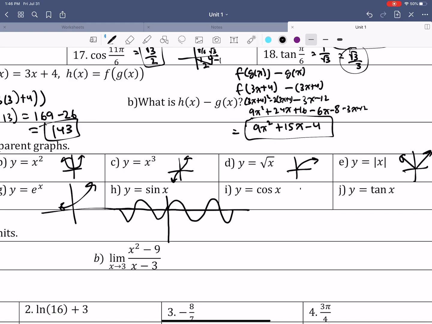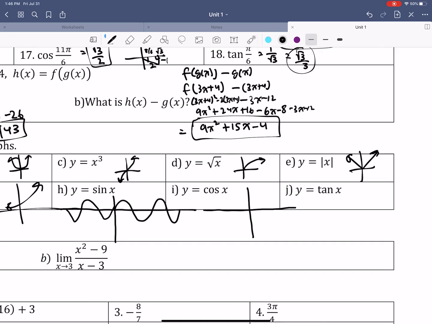Y is equal to cosine of x. It's the same thing, because cofunctions let you know cosine and sine can be written as each other, just shifted over by 90 degrees, or pi over 2. So instead, it's going to be like this, and then like that. Okay, going on forever. Next, we got y is equal to tangent of x.